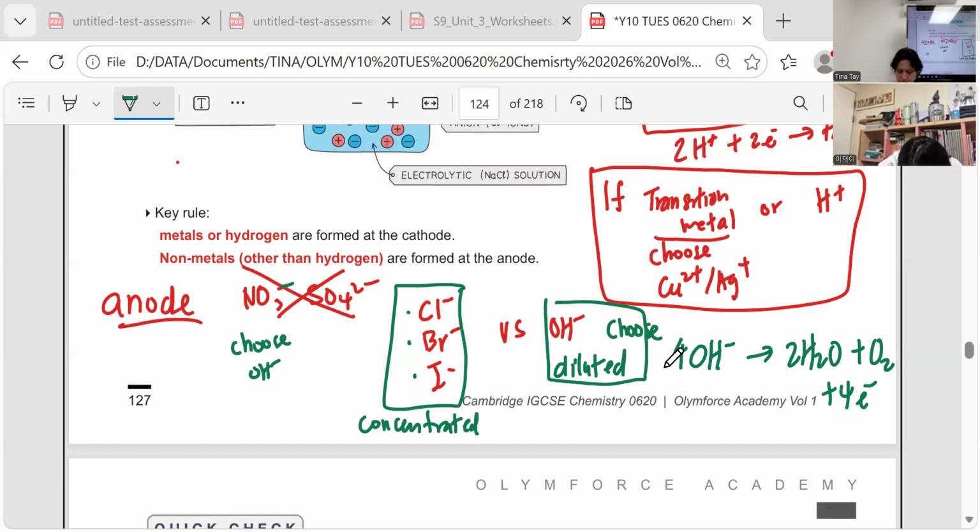So between concentrated and diluted, choose. If it's diluted, you choose hydroxide. If it's concentrated, choose chloride, bromide, iodide. Wait, how do we know if it's concentrated or diluted? The question will say concentrated or diluted. Okay, let's try. When you do the question, then you will know.